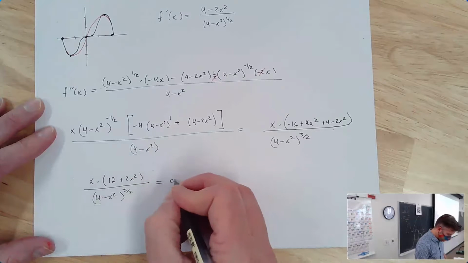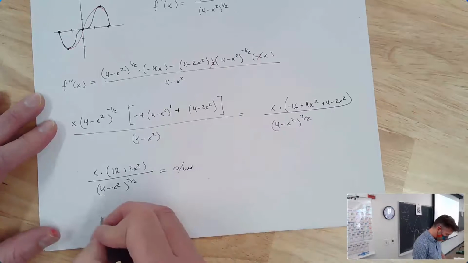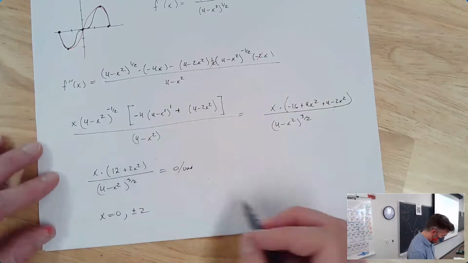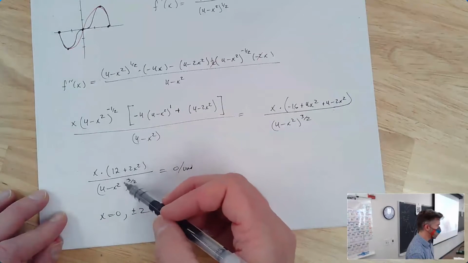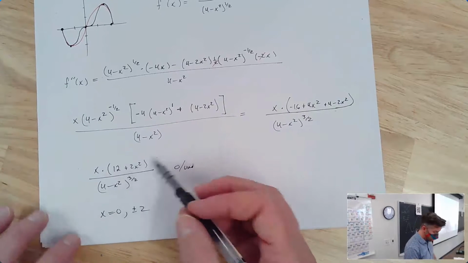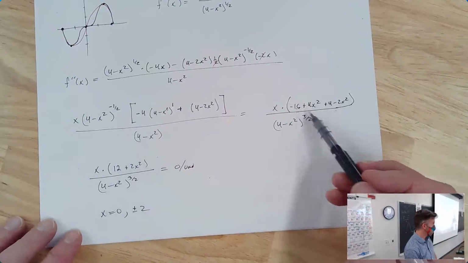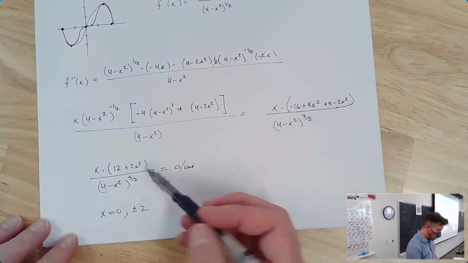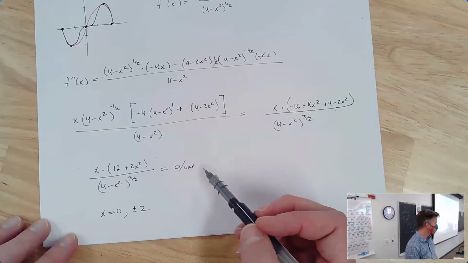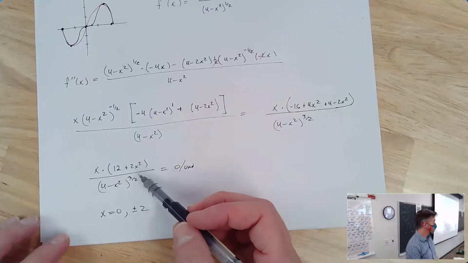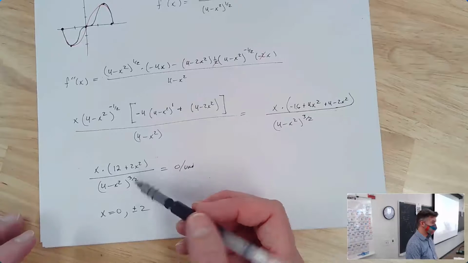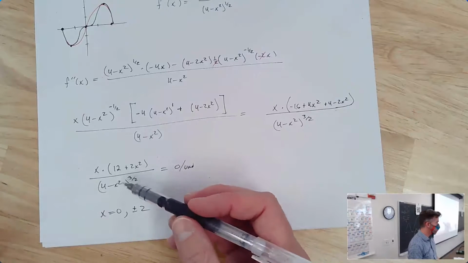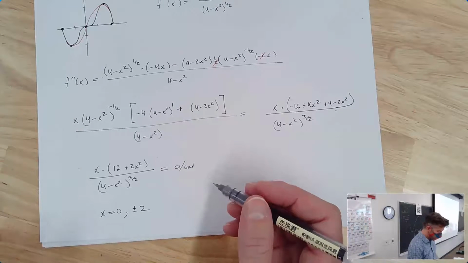So setting this equal to 0 or undefined, I get x equal to 0, x equal to plus or minus 2, and then this part's never equal to 0, so it doesn't give us any extra critical values. So I was worried that this part here was going to give us more critical values. Let me point out, if instead this had been 12 minus 2x squared, we would have gotten x equal to plus or minus √6, which are also not critical values because they're not in the domain of the original function.